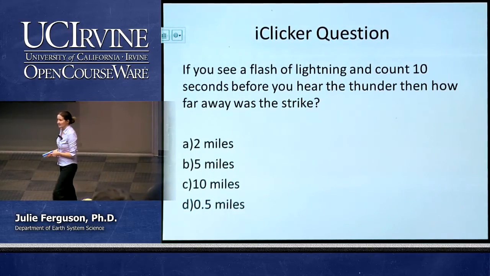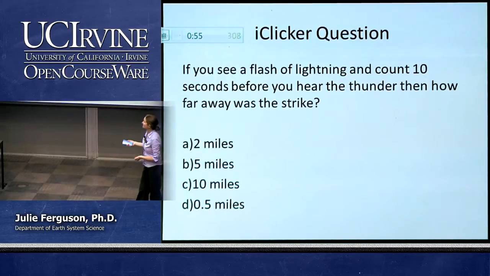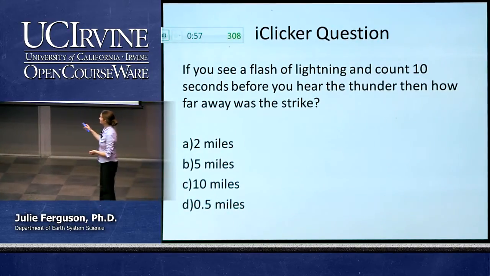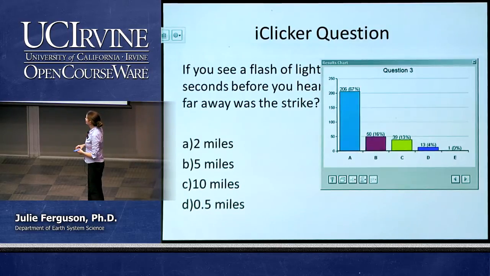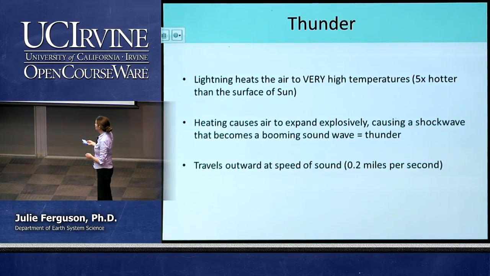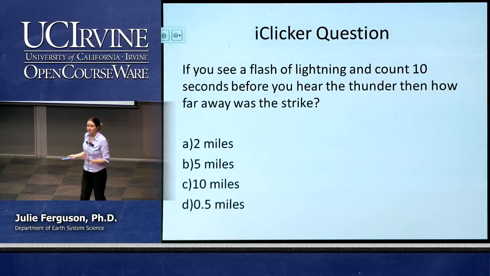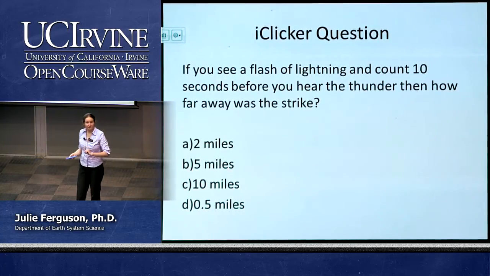So think about it for a second. Consult your neighbor. Okay, so let's take a look and see whether we agree. More or less. Okay, so remember, if our speed of sound is 0.2 miles per second and we have 10 seconds, it's 0.2 times 10, which is 2 miles, okay? So speed times the amount of time gives you the distance.